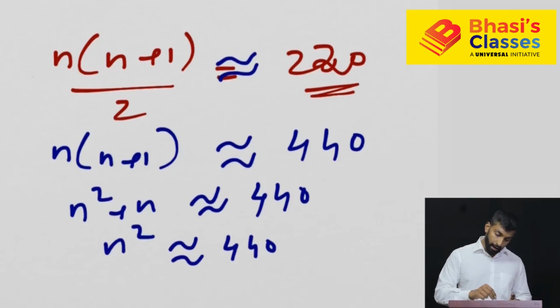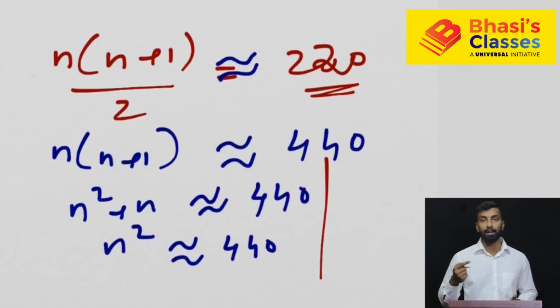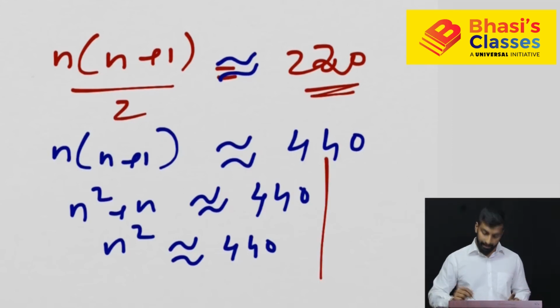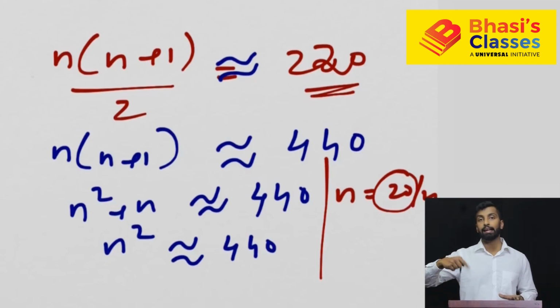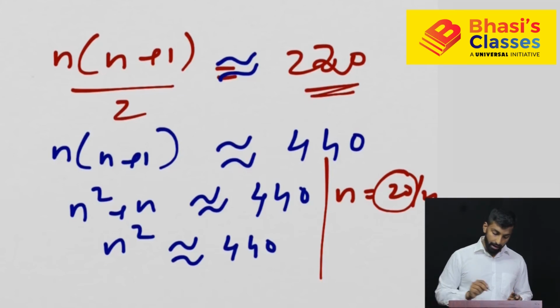Now if you need to know n, you need to find n. If you can find n, you can find sigma n easily, right? So if you find n, it will be between 20 and 21. I need to take one of these as my n. Which one will I take? I'll take 20 because I am double counting. If I was missing a page, I would take 21, on the higher side. Now, I got n as 20.